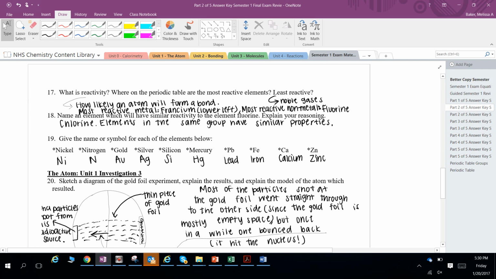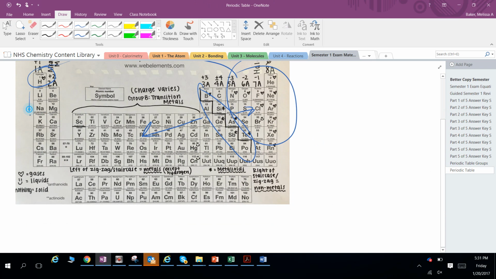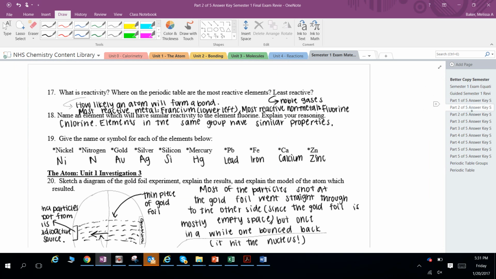What is reactivity, and where on the periodic table are the most reactive elements and the least reactive? So that means how likely something will form a bond. And we learned about, for example, the alkali metals are really reactive. We watched that video of putting these in water and they were exploding. Other things that are really reactive are the halogens. So as you go closer and closer to fluorine, those are very reactive with metal, versus these were very reactive with water.